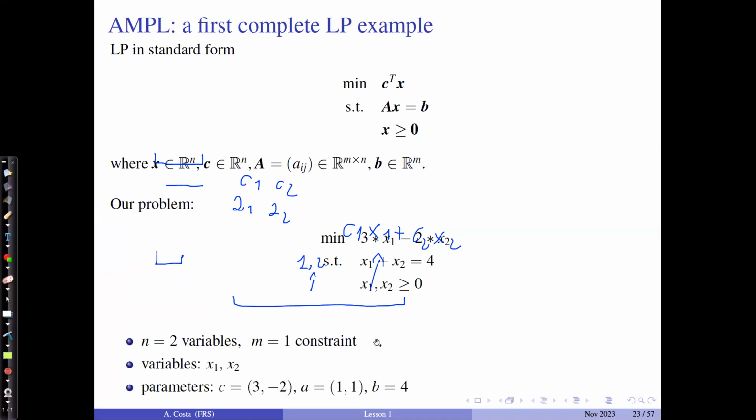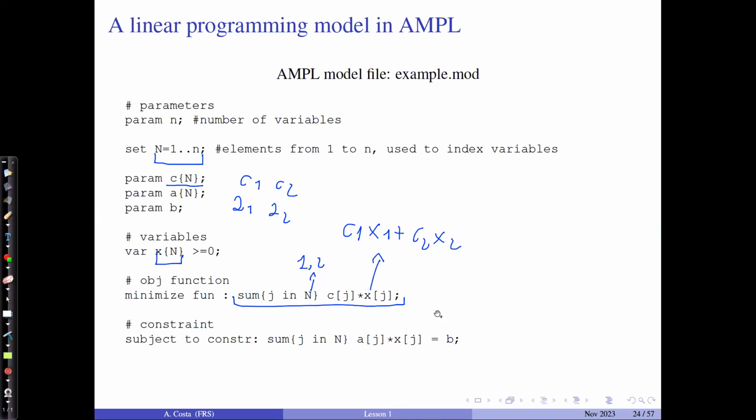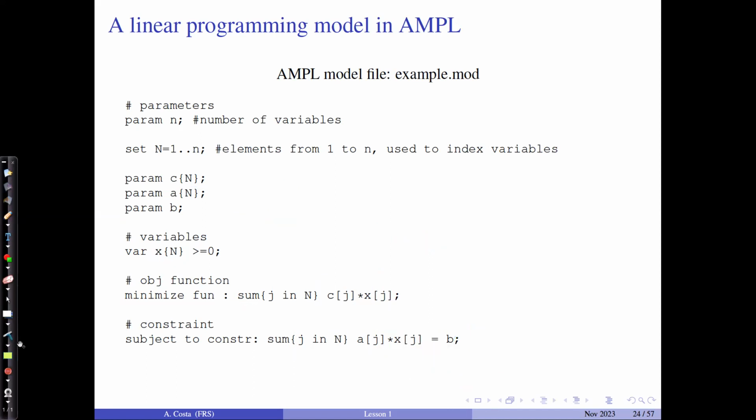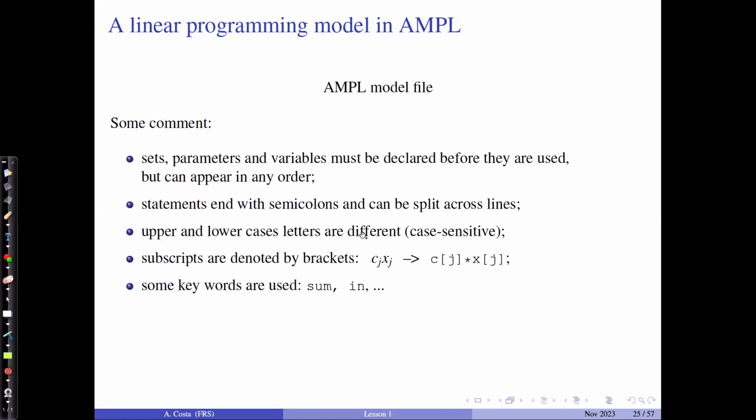And the constraint, similarly, it was x1 plus x2. We know that A was 1, 1. This is x, which is x1, x2. So if we want to write x1 plus x2 equal to 4, we can use the same way. So b is equal to 4, and this means a1 x1 plus a2 x2, which is 1 times x1 plus 1 times x2, because A is 1, 1. So this is what we just saw. We have the sets, the parameters, the variables. Parameter is data, remember.